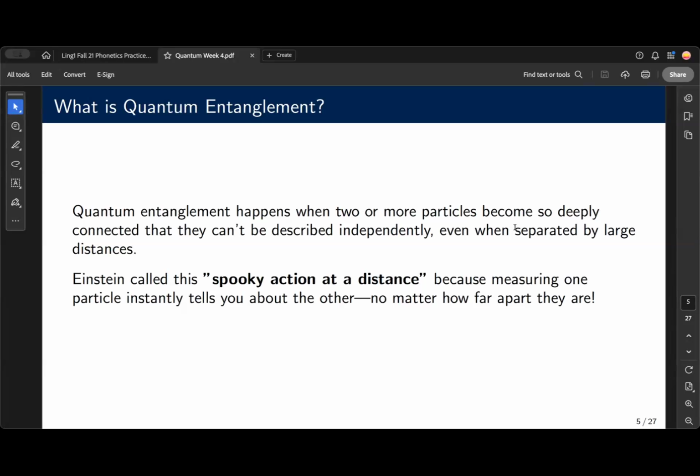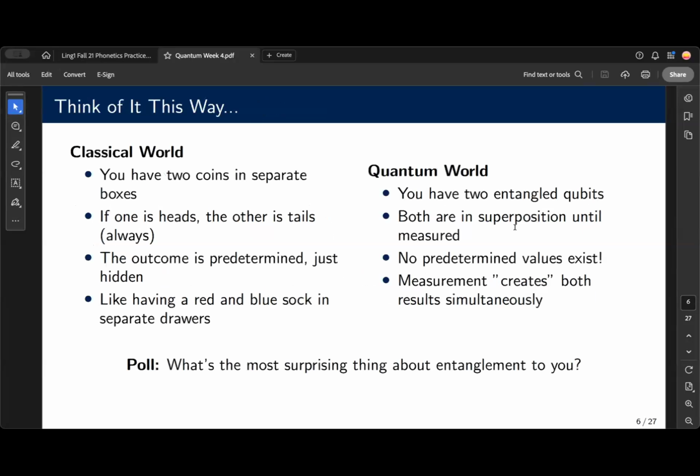So moving on from this basic definition, I want to emphasize it a bit more. In the classical world, we do have, let's say, two coins in separate boxes. If one is heads, the other is tails, they're always in that state, and the outcome is predetermined, but they're just hidden, so you can't see them because they're in the box. Like similar to having a red and blue sock in separate drawers.